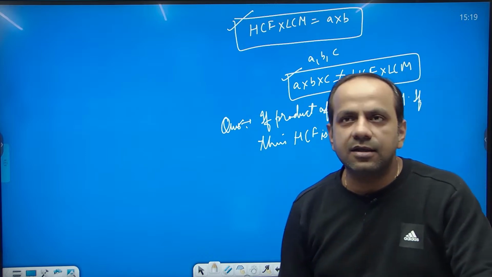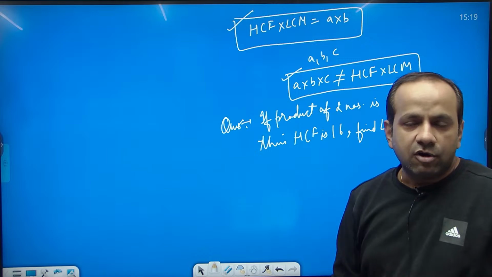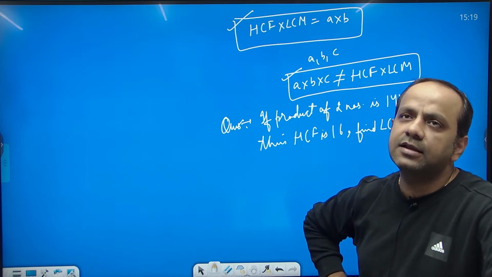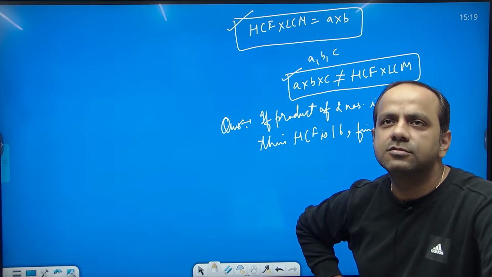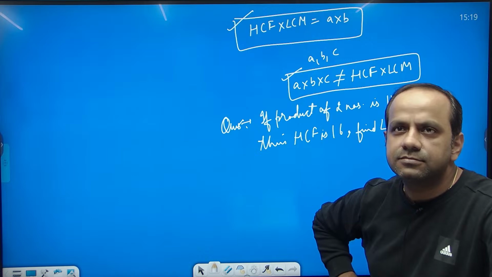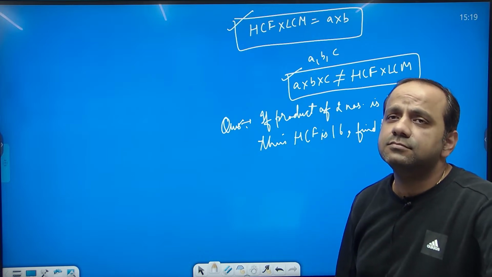Just try this and comment your answers. Product of two numbers is 144 and their HCF is 16, we have to find their LCM. I need comments from all of you. Calculate and comment your answers. 8, you are getting 8. Are you sure?